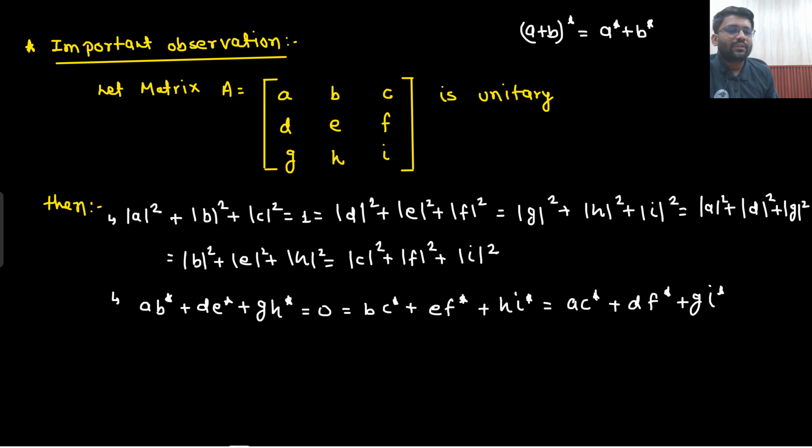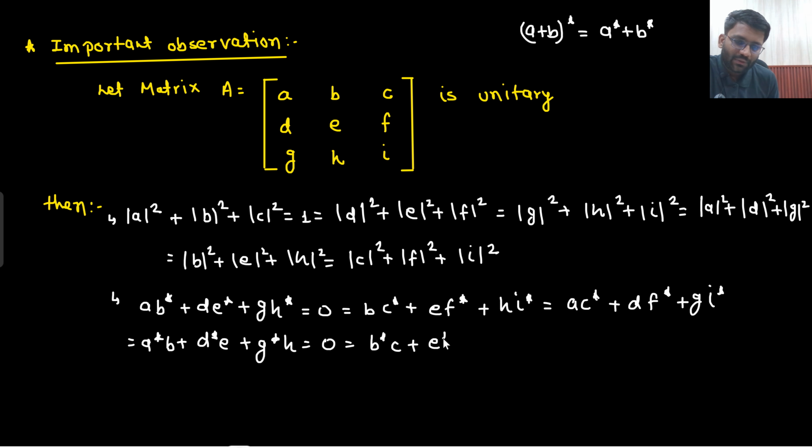Now here someone would have a doubt: sir, you are taking the conjugate on the second element. Can I take the conjugate on the first element? Basically someone would say, sir, can I write it in this manner? a conjugate b plus d conjugate e plus g conjugate h would be equal to 0. And sir, here b conjugate c plus e conjugate f plus h conjugate i.